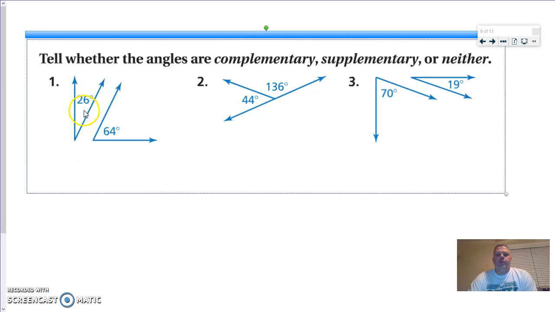In our proof of the first one, 26 plus 64 equals 90. Therefore, those are complementary. 136 plus 44 is 180. Therefore, those are supplementary. And in the third one, 70 plus 19 is 89. Therefore, those are neither.